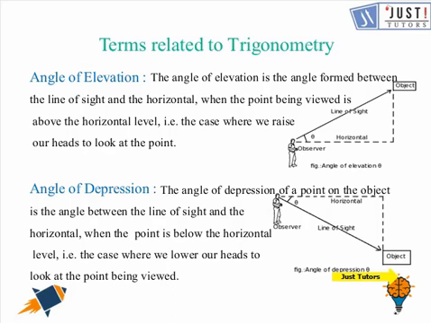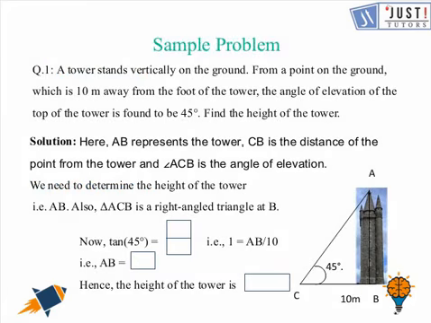Now, let's move on and try to solve some problems. The question says, a tower stands vertically on the ground. From a point on the ground which is 10 meters away from the foot of the tower, the angle of elevation to the top of the tower is found to be 45 degrees. Find the height of the tower.